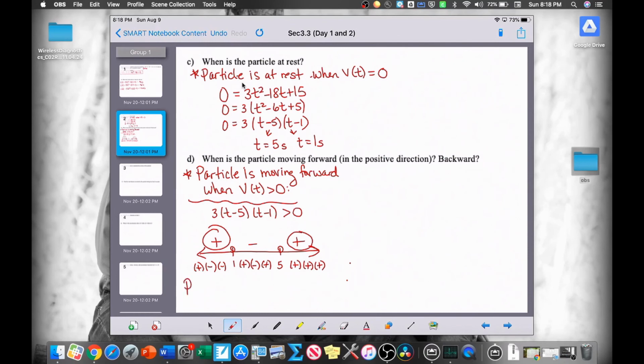So I can safely say that the particle is moving forward when t is less than 1 second or when t is greater than 5 seconds.